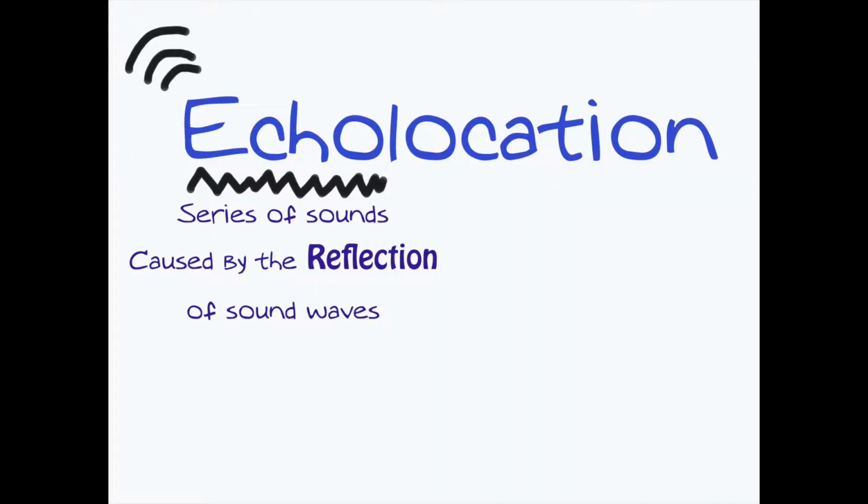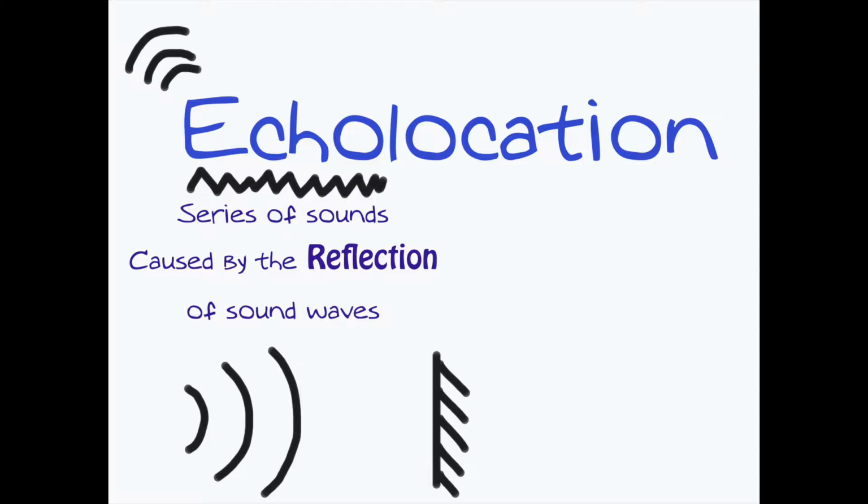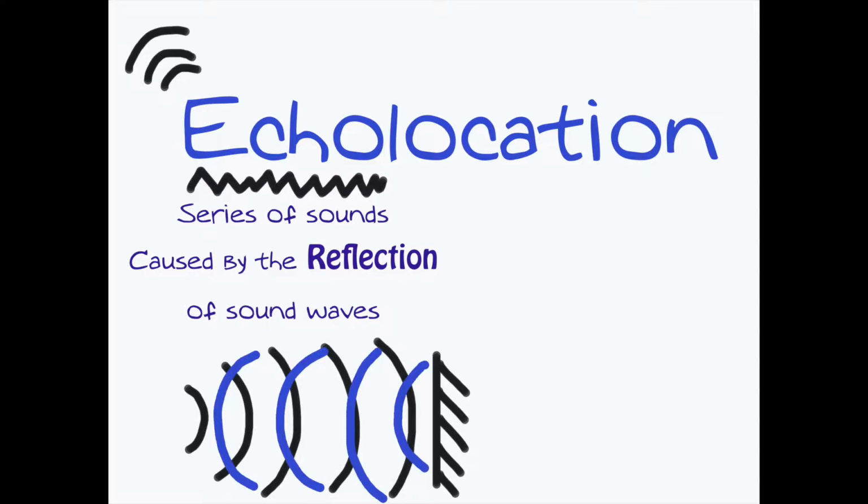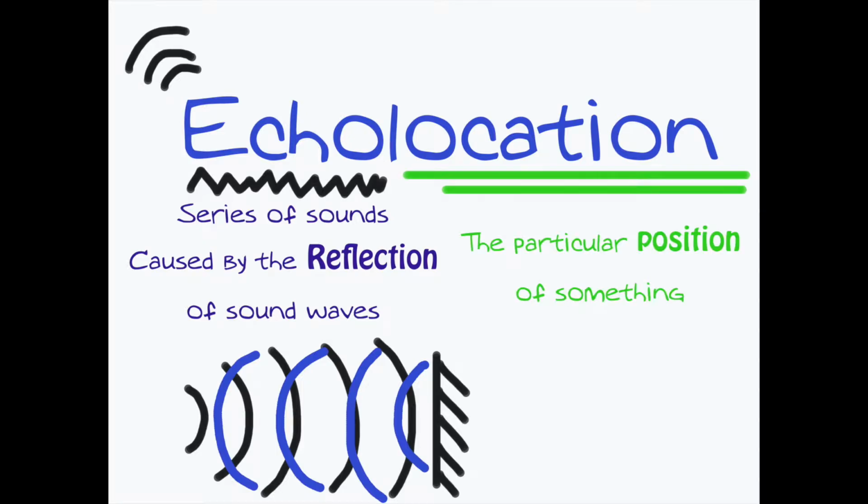Let's break it down. An echo is a series of sounds caused by the reflection of sound waves from a surface back to the listener. Location is the particular position of something, like this student in the chair. Put that together and you get echolocation. How does it work? To do that, we need to talk about what sound is.